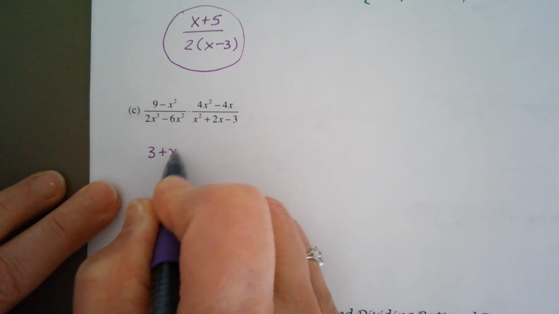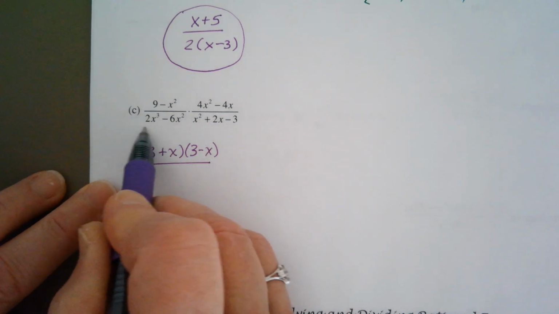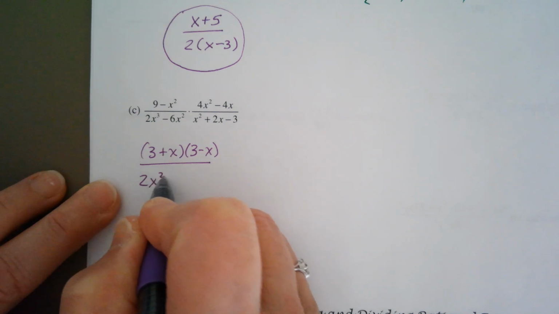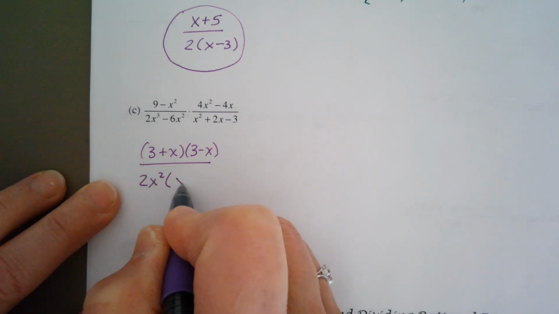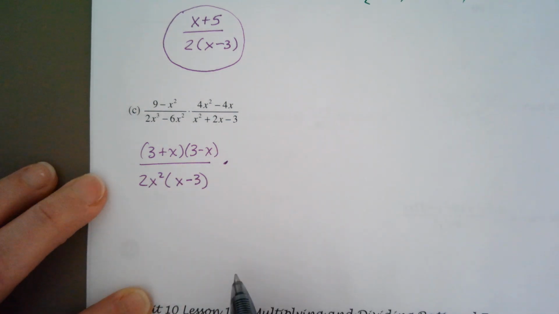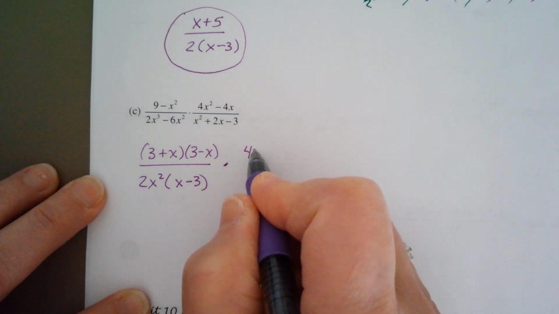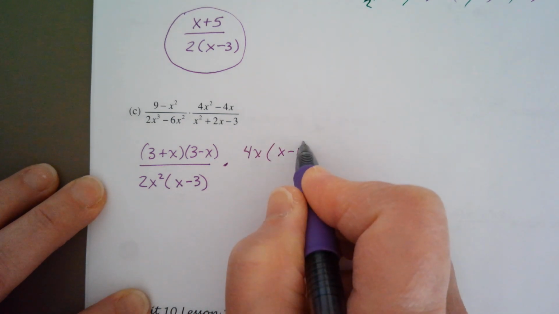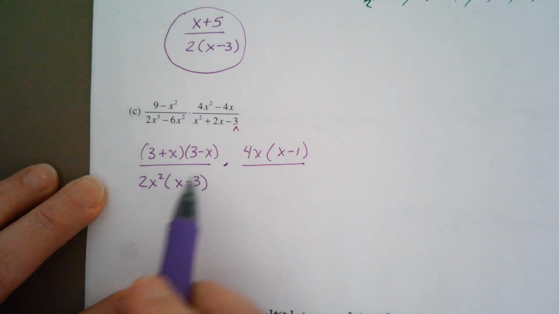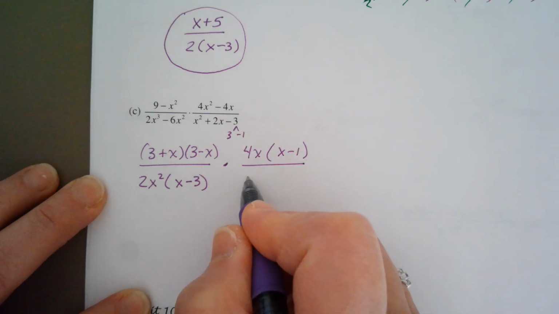Difference of perfect squares, 3 plus x times 3 minus x. Denominator has a GCF of 2x squared. x minus 3 times numerator GCF 4x. And the denominator, factors of negative 3 that sum to 2 are 3 and negative 1.